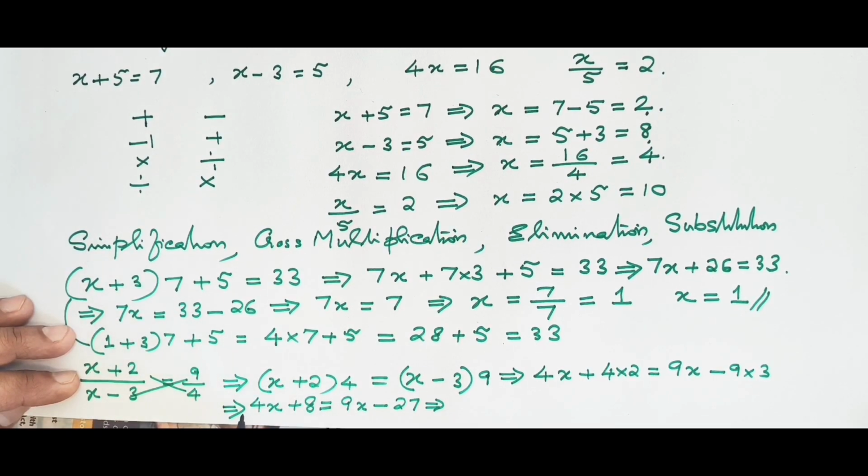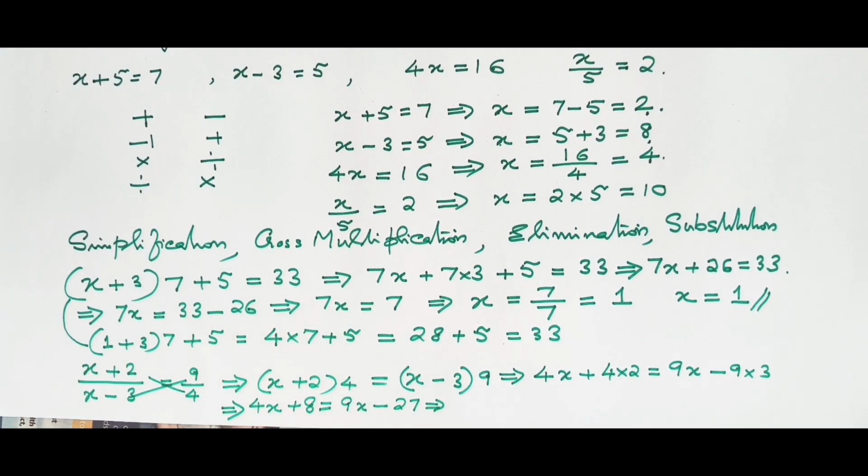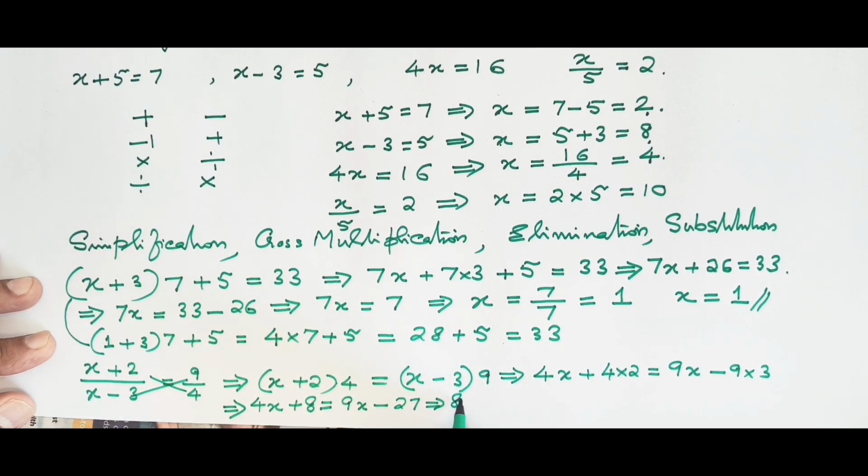Then collect variables on the one side. Either you can bring 9x to the left side or we can take 4x to the right side. It doesn't matter what you have on the right and left. It's not necessary that we should have variables on the left side. Okay, let me keep 8 here. Take minus 27 to the left. You will have plus 27. Then there is 9x on the right. Take 4x to the right side. This is what you have.